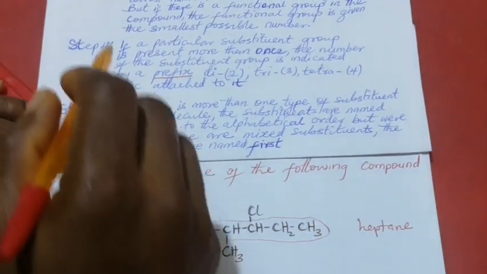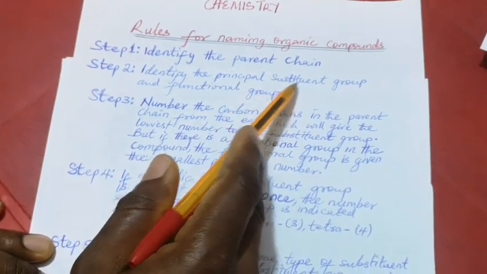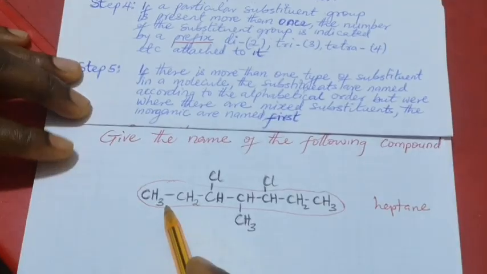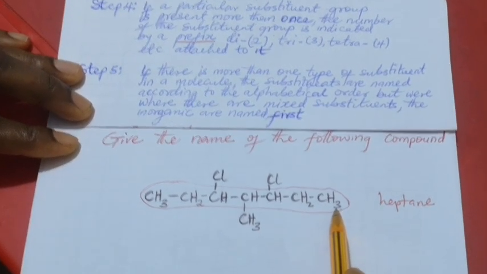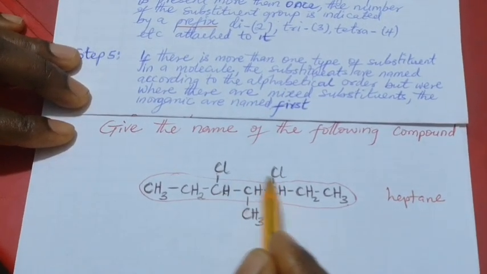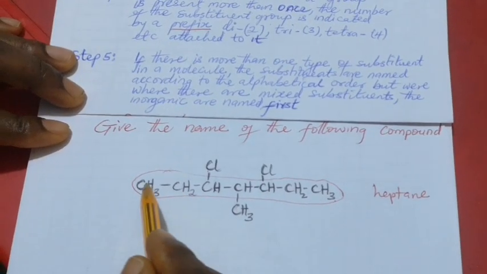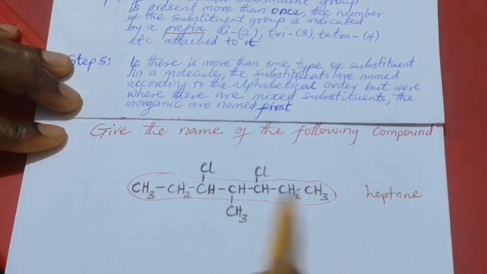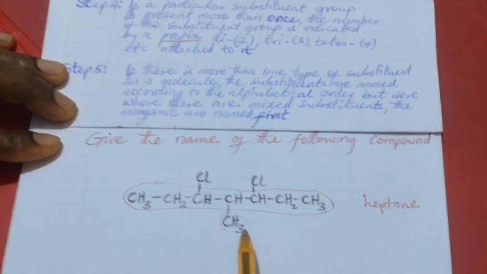Now the second step says identify the principal substituent group and functional group. Okay, now in this compound we don't have a particular functional group, but we have substituent groups here. We have chlorine, and chlorine is 2. We have 2 atoms of chlorine, and we also have methyl. Now since we take this chain as our parent chain, it means that this methyl here is now a substituent group.